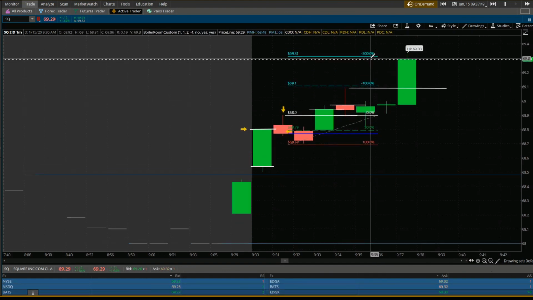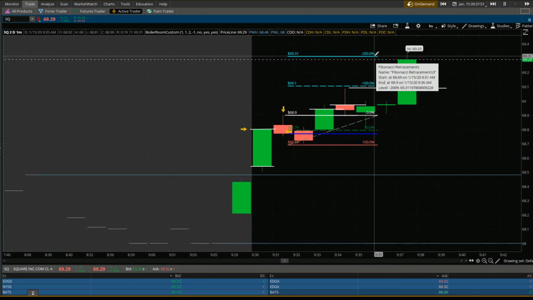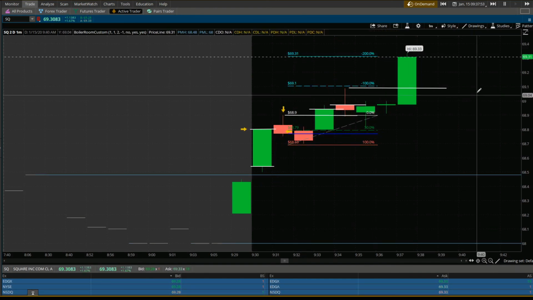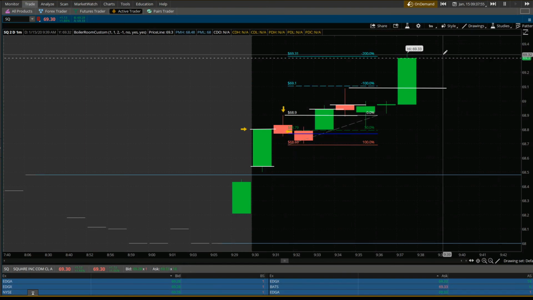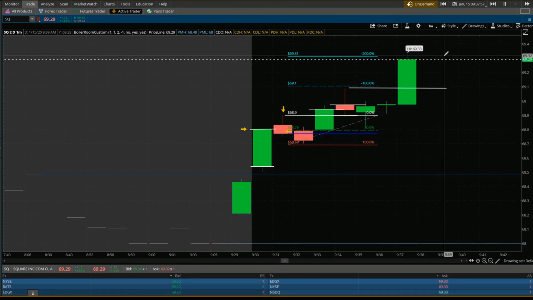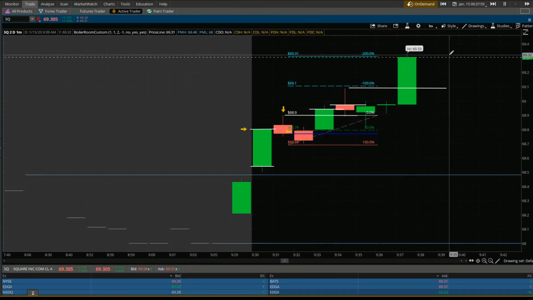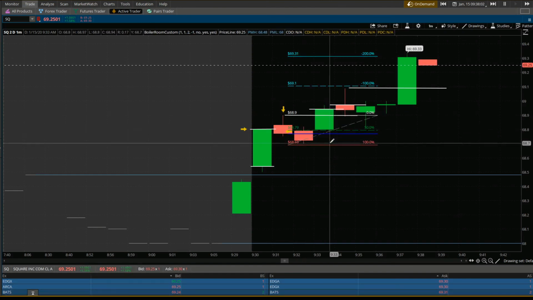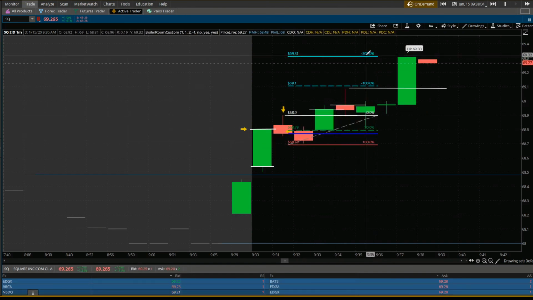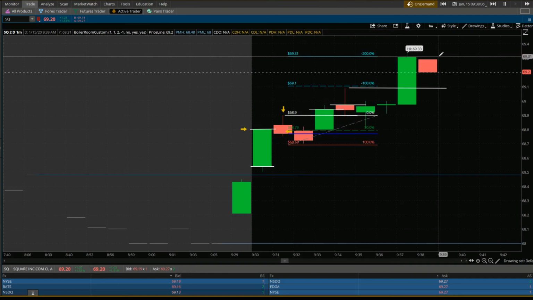And here we go. And our target is at 69.31, and the price hit 69.33. So this would have triggered us out. So we risked $200 down here to make $400 if price gets up here.